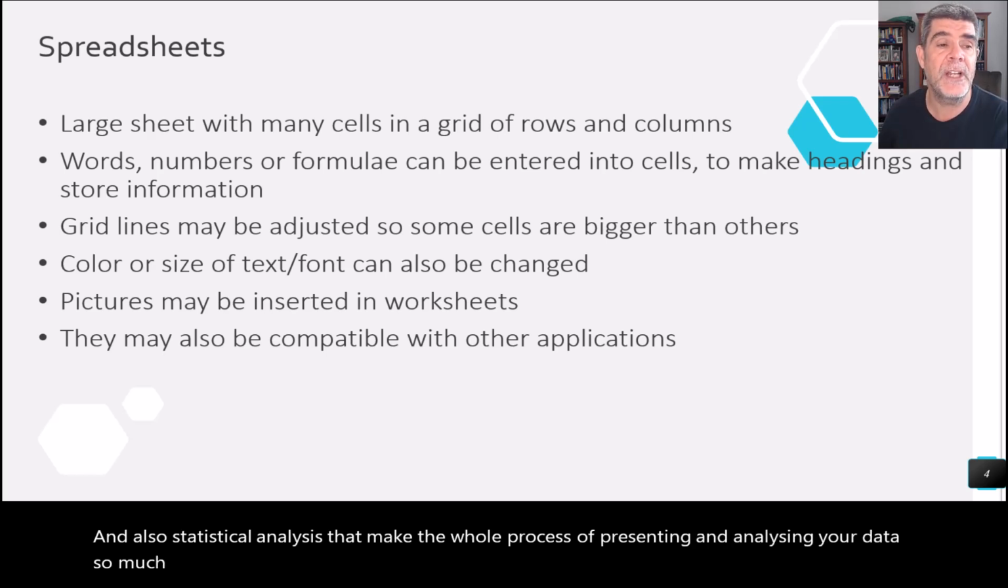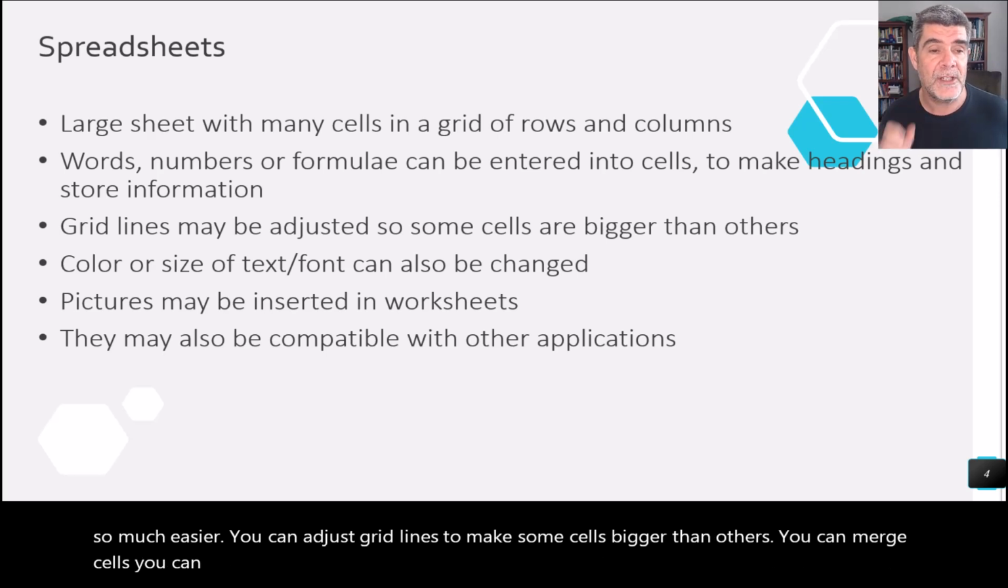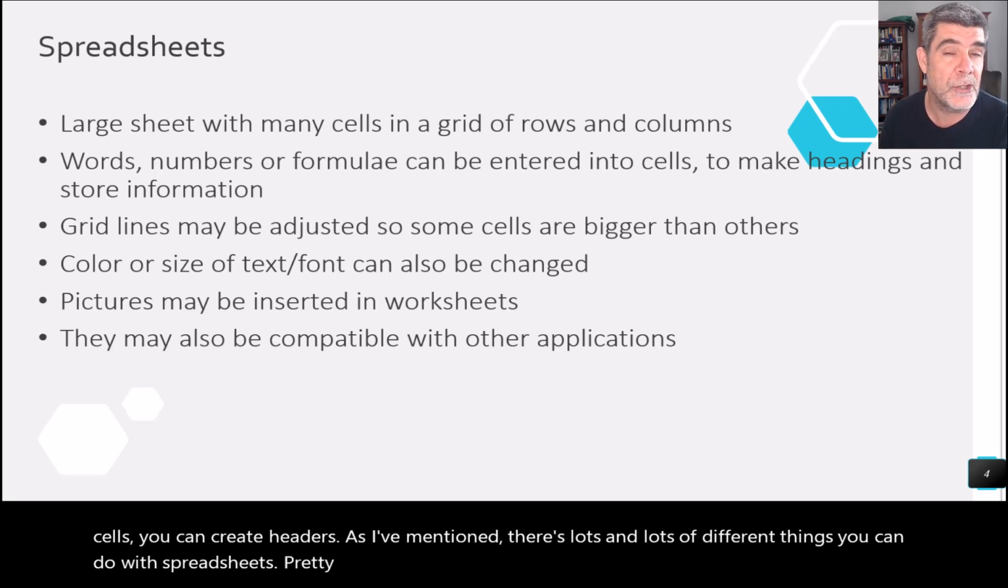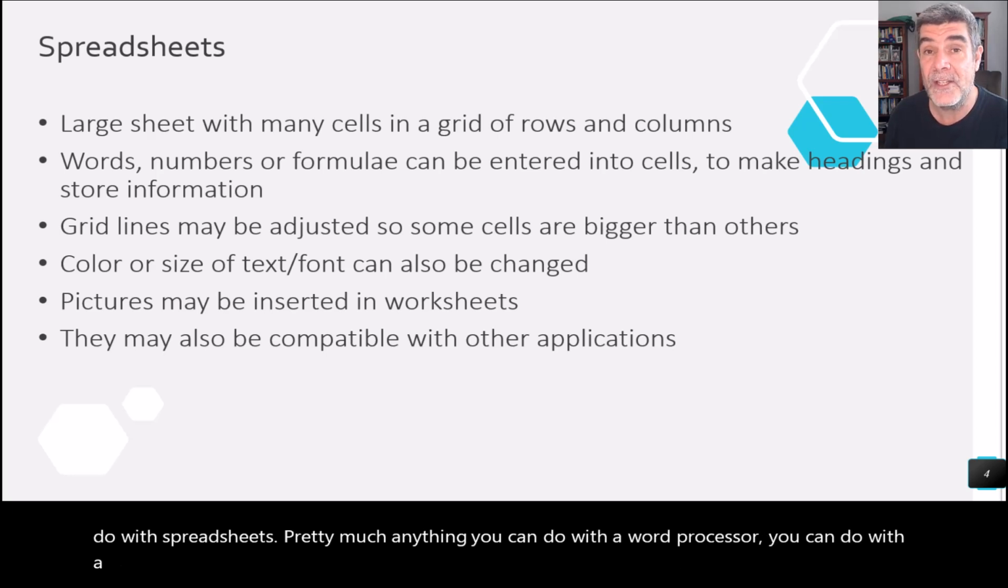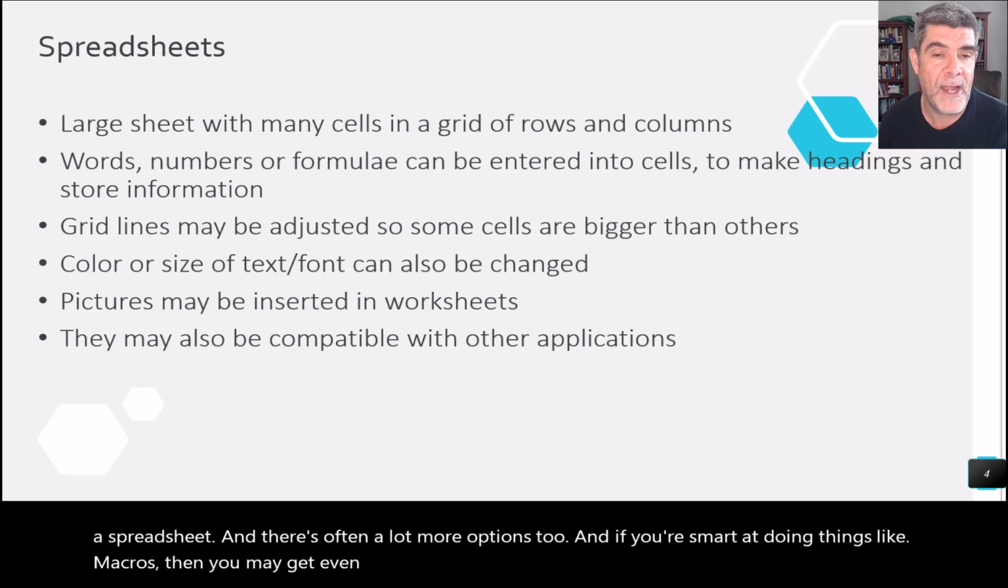You can adjust grid lines to make some cells bigger than others. You can merge cells, you can create headers as I've mentioned. There's lots and lots of different things you can do with spreadsheets. Pretty much anything you can do with a word processor you can do with a spreadsheet. And there's often a lot more options too. And if you're smart at doing things like macros, then you may get even more out of your average spreadsheet.